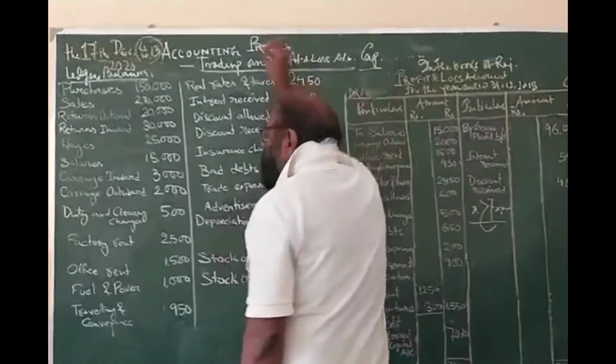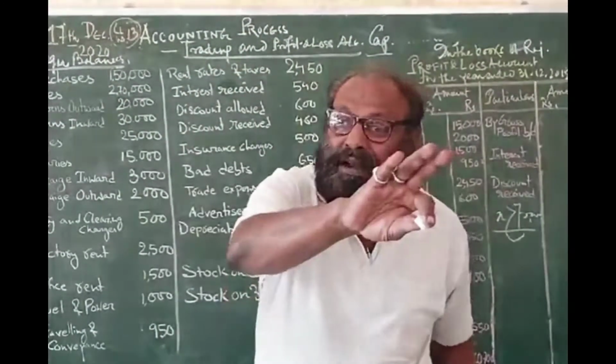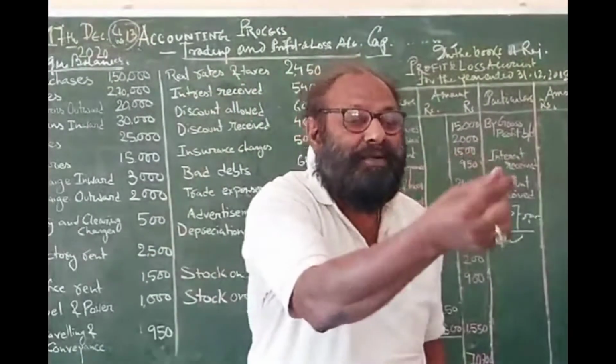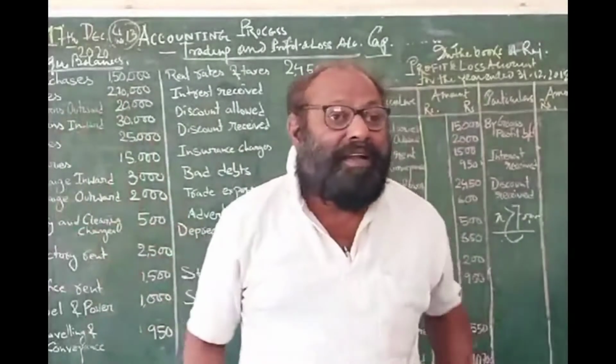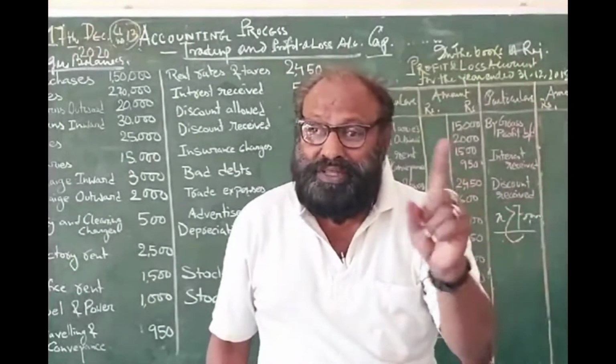What is capital? You have started business with rupees 1 lakh, cash account debit, capital. We follow the double entry system. So what I am seeing is that cash is there. But why is it capital? Because this is the amount.